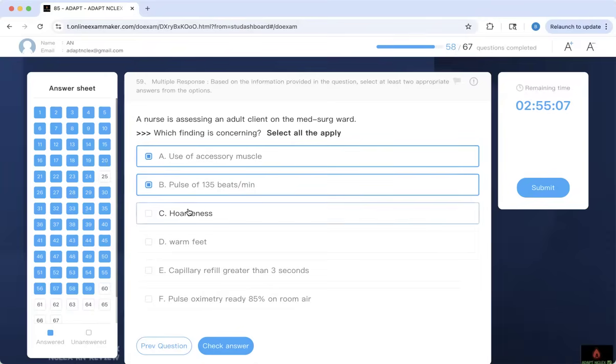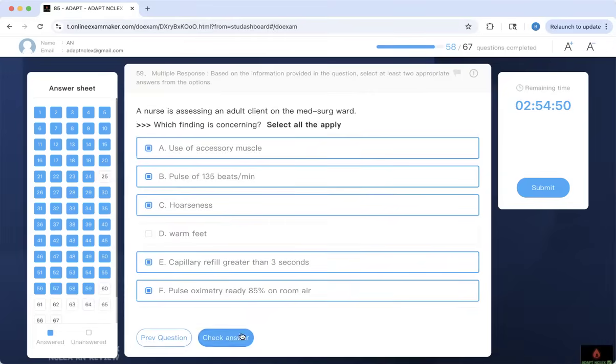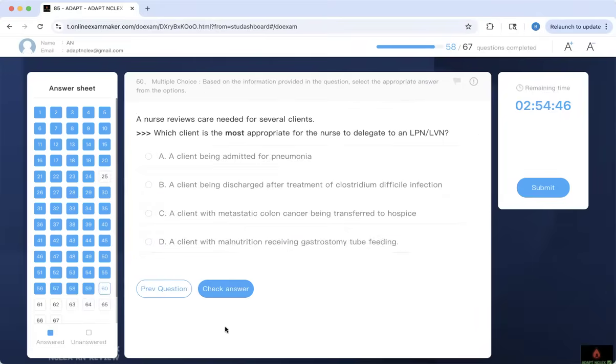That's tachycardia. Hoarseness is airway. If your feet are warm, that's good. Capillary refill greater than 3 seconds means dehydration. Your pulse is 85, if you have no other medical condition, that's normal. But this is not to trap you. If it's normal, it's normal. If you know it, pick it. If you don't, leave it alone.